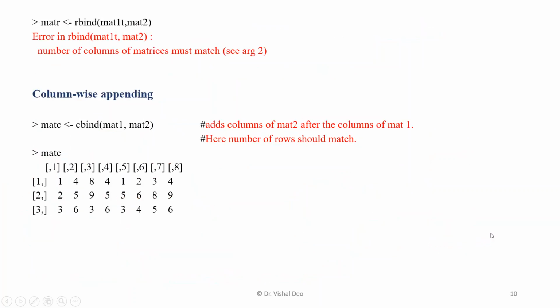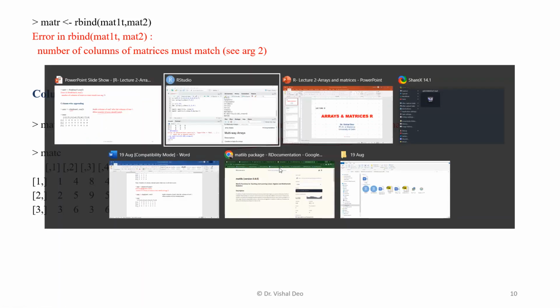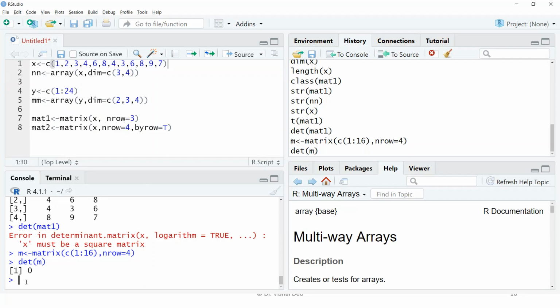right? So the next function is nothing but the column bind function, and when we want to apply this function, we have to be sure that the number of rows matches for both the matrices. Then only is this operation possible, otherwise it will show an error, right? So just to show an example here, we have to be sure the dimensions are such that operations are possible.